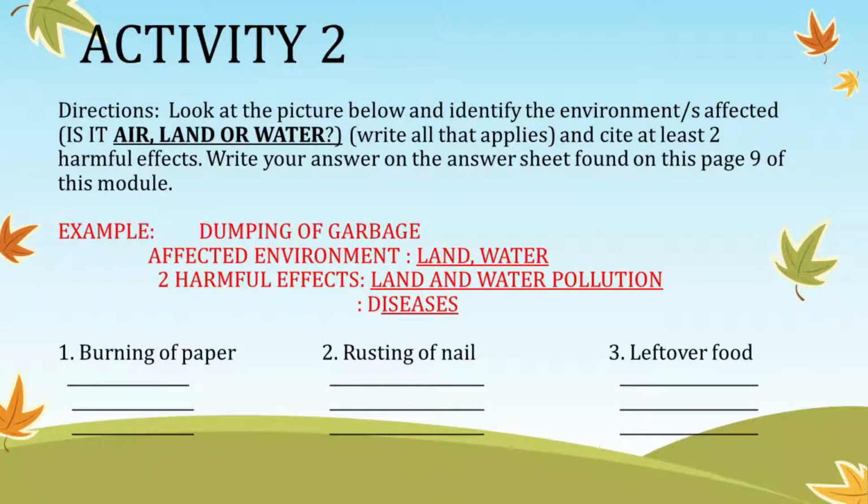Write your answer on the answer sheet found on page 9 of the module. So for example, class, the change that is harmful to our environment is dumping of garbage, o yung pagtatapon ng basura. So ano po yung affected environment doon pag nagtapon tayo ng basura? It could be land and water. Because some people dump garbages in land, sa lupa, at minsan sa tubig. Napupunta na sa ating dagat or other bodies of water. So the affected environment is land and water.